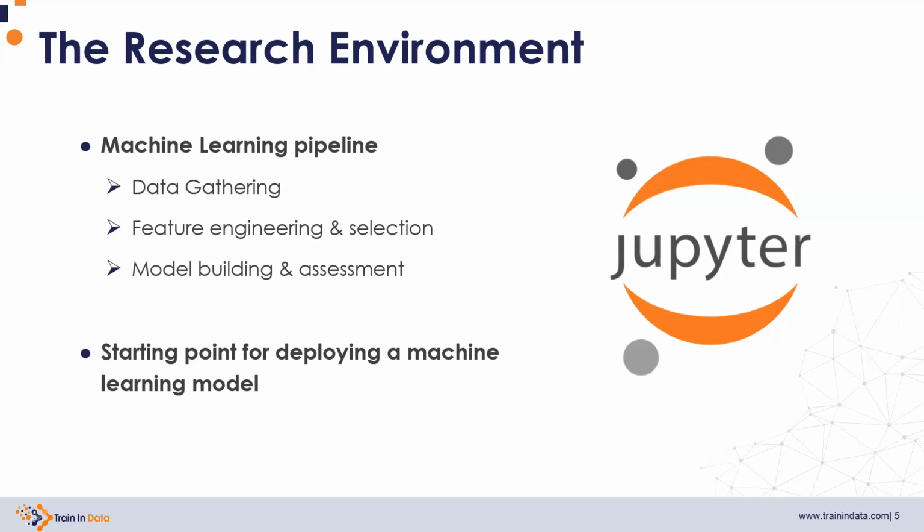We will next step into the research environment. The research environment is where we create and develop our machine learning models. A machine learning pipeline consists of multiple steps, starting from gathering the data that we are going to use to build the models, to a variety of feature engineering techniques, and then feature selection techniques to select the most predictive features, and then model building and assessment.